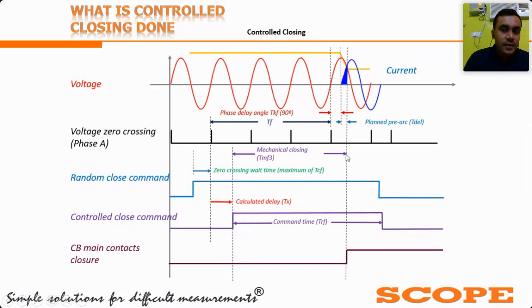Back trace: if we travel back from here, as you can see, this is our mechanical closing timing, which is the closing time of the breaker. As we all know, the breaker takes some time for closing. It may be around 80 to 100 milliseconds. It may vary from breaker to breaker. So it will take that closing time, the mechanical closing time. After that, it will calculate the delay.